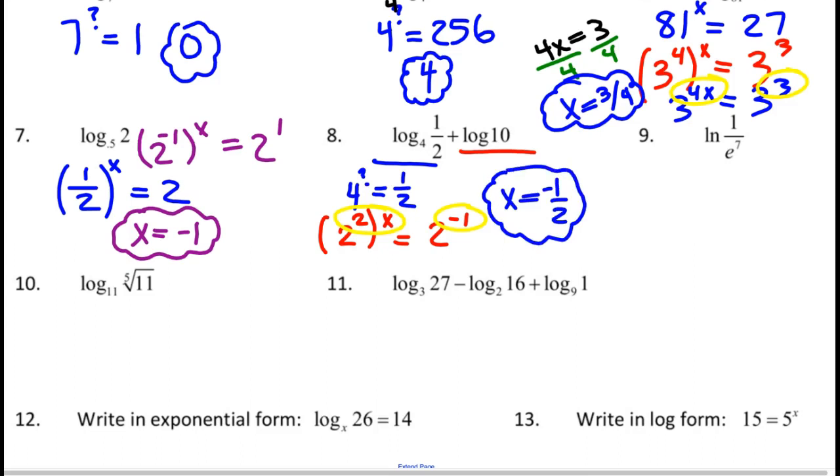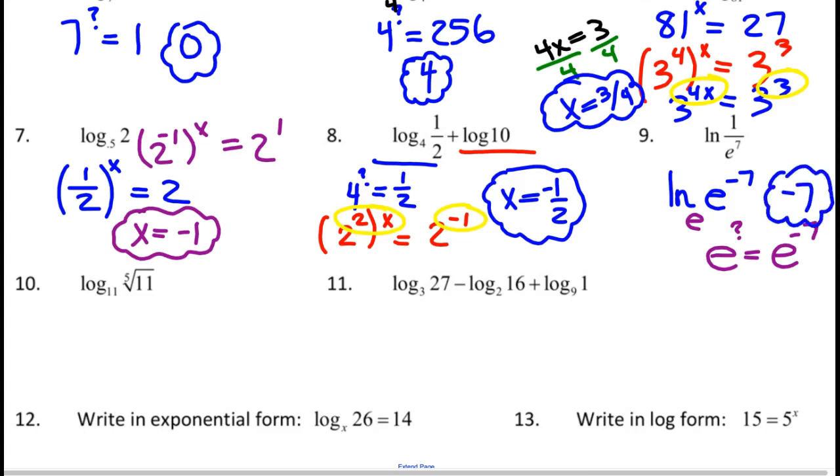This next question, the natural log of 1 over e to the 7th, I'm going to rewrite that as the natural log of e to the negative 7. And I told you that a tip is if you don't have the base, write it in. If it's one of those bases missing questions, just write it on there. So now we can see a little more clearly that e to what power equals e to the negative 7. So what power would make this true? Negative 7. So the value of the natural log of 1 over e to the 7th is negative 7.